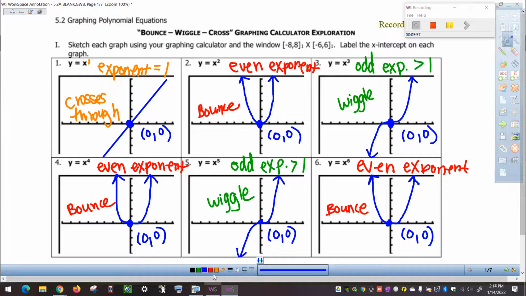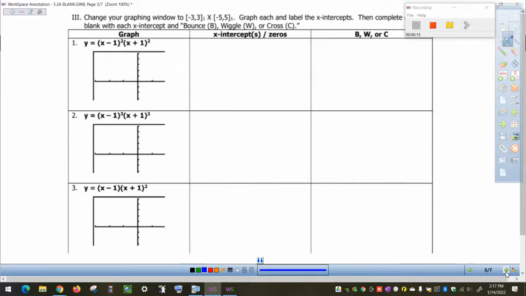All right, we're going to go ahead and turn our page over to the next side. We're going to continue this idea of exploring graphs. We're going to be thinking about everything we've talked about so far with the bounce and the wiggle and the cross, and what connection that has to the exponent that we see. All right, now we're going to be doing a little bit more work here with Desmos to help us explore a few more complex equations. So we're going to take a look at this first one together.